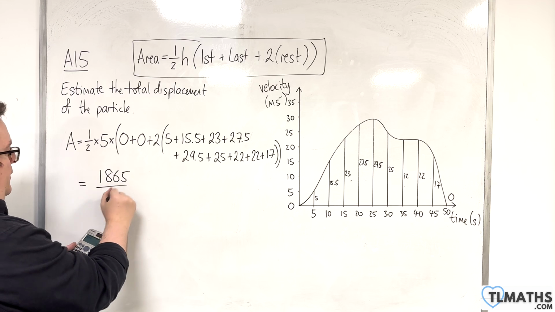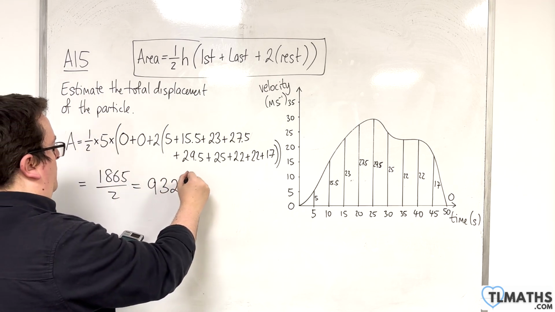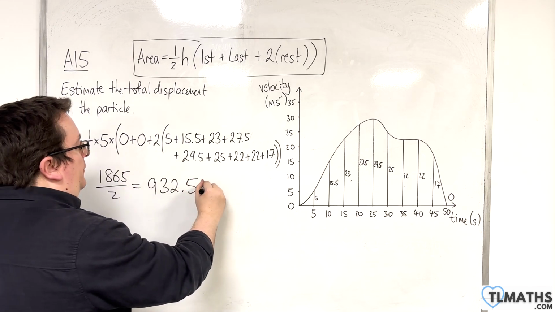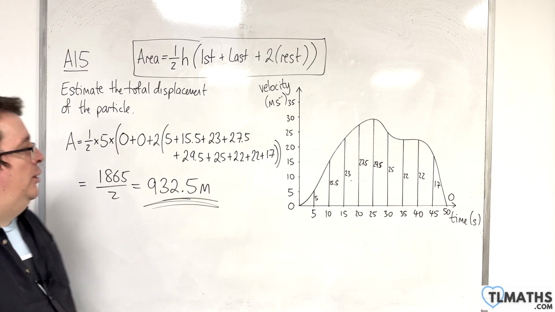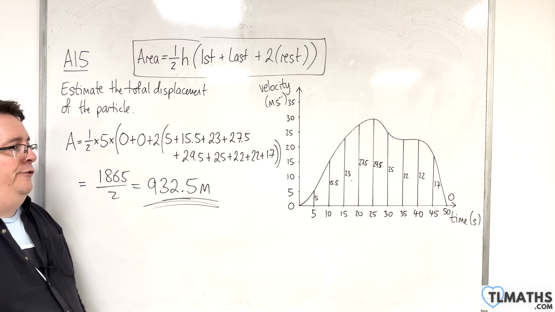1865 over 2, which is 932.5, and this would be in metres. And so that would be an estimate for the total displacement of the particle in those 50 seconds.